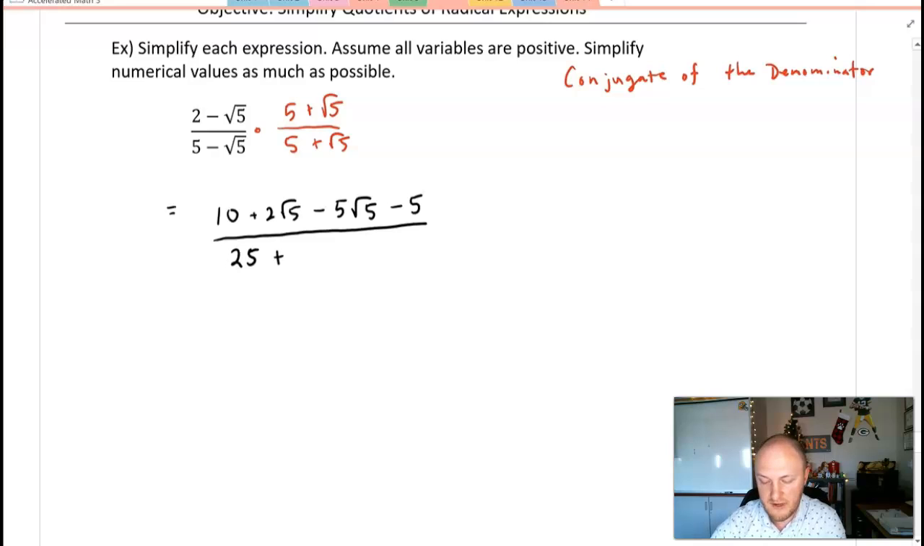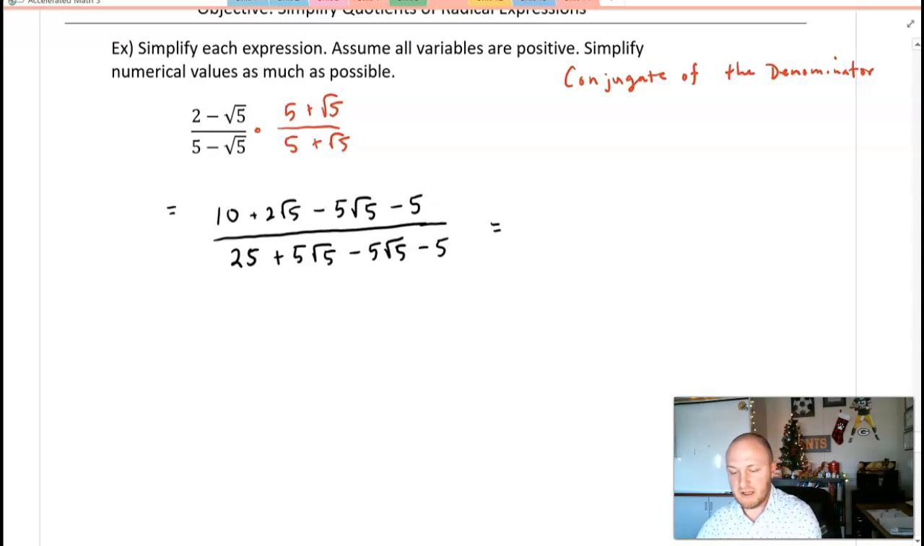5 times positive root 5 is a positive 5 root 5. Negative root 5 times root 5 is negative 5 root 5. Whew, lots of 5s. And negative root 5 times positive root 5 is a negative 5. Okay, so let's just simplify and kind of clean up some terms. I have 10 take away 5. That's going to be 5.